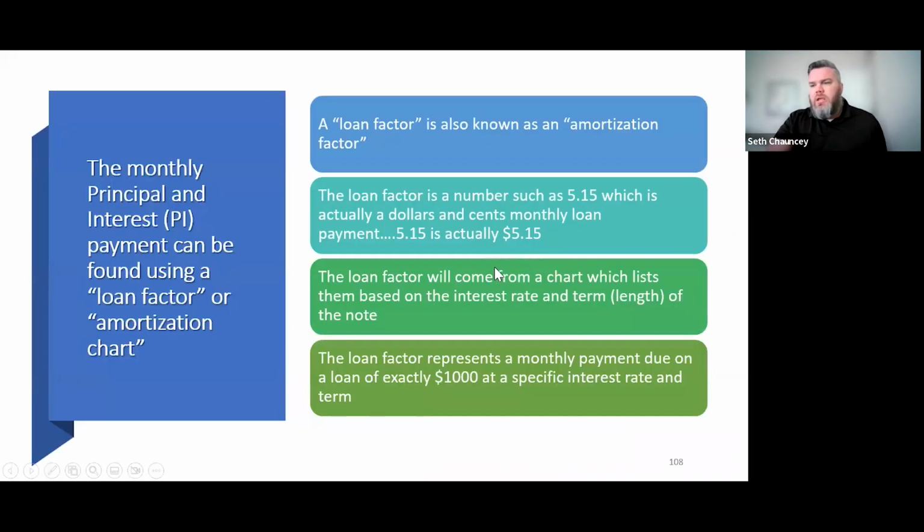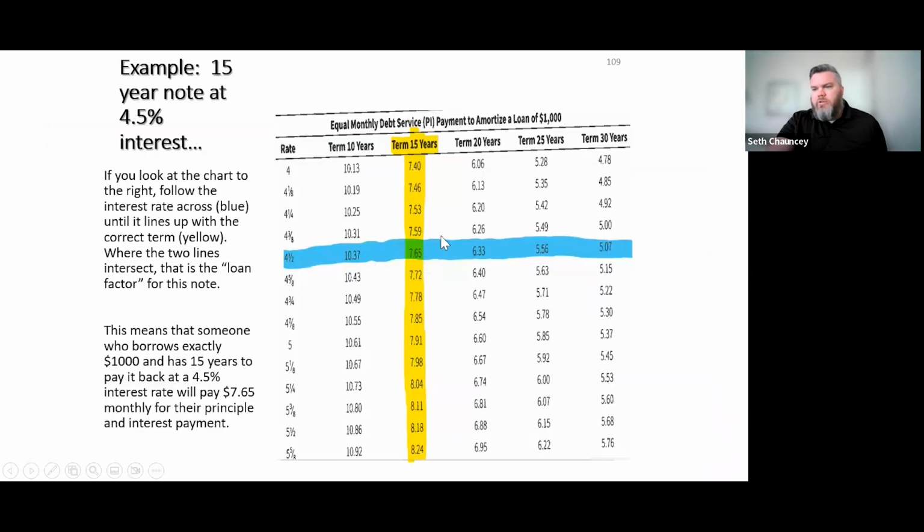That's all this loan factor chart is saying. Based on any given loan terms, how much would you have to pay each month to fully amortize $1,000? And you just have to figure out how many times that 1,000 goes into what you're actually borrowing, and you can figure out your principal and interest payment using this really smart chart.